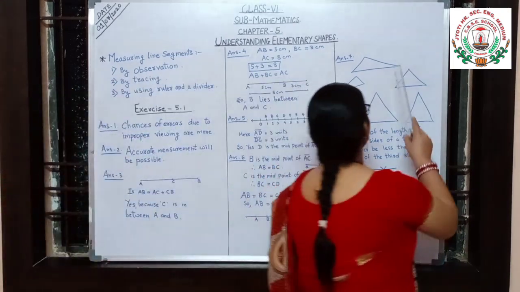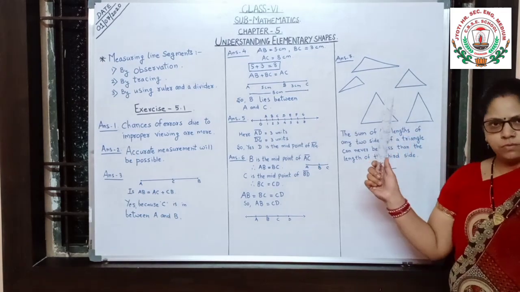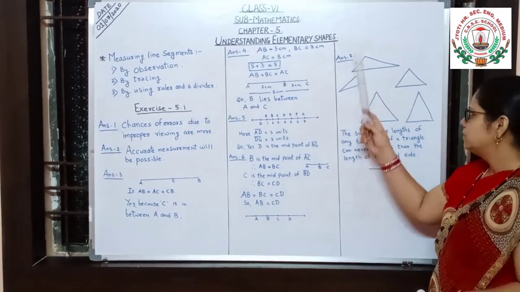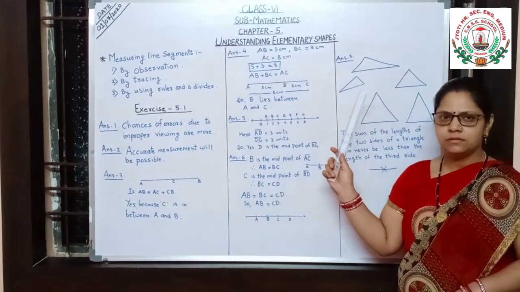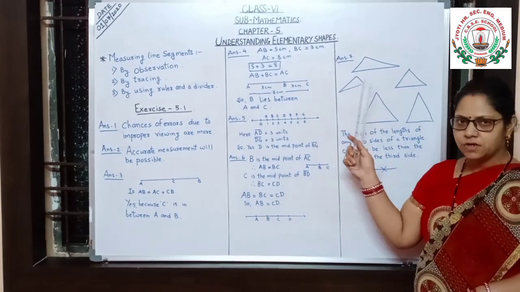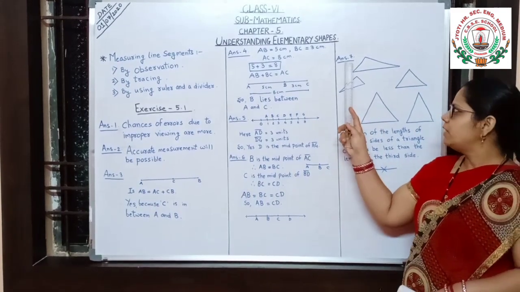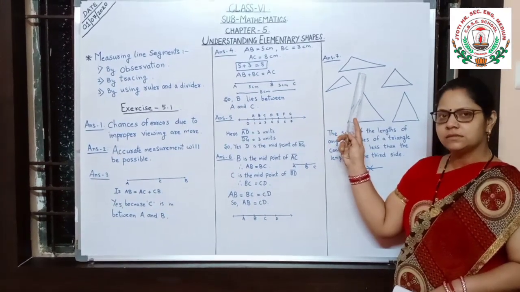I have drawn here 7 of the triangles, not written any measurement. You can measure that and write. If not possible also, just by mere measurement also you can see. If you are adding this side and this side, definitely this third side will be less.